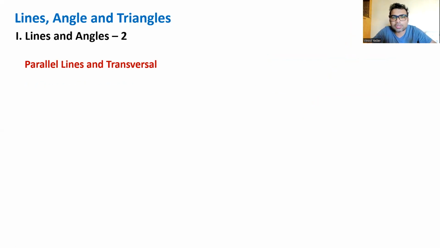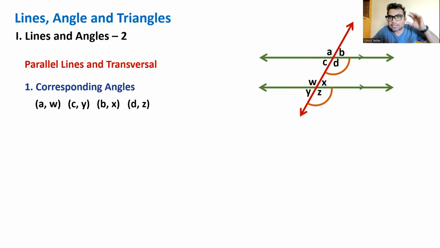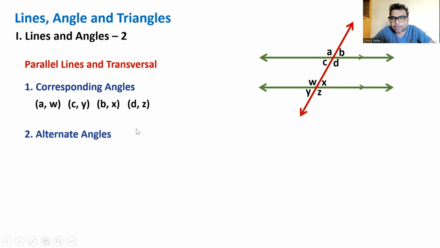A will coincide with W, isn't it? So A will coincide with W, yes. C will coincide with Y, B with X, and D with Z. Okay, so these are called corresponding angles. In similarity and all these things, this will be very, very useful. So understand this properly.